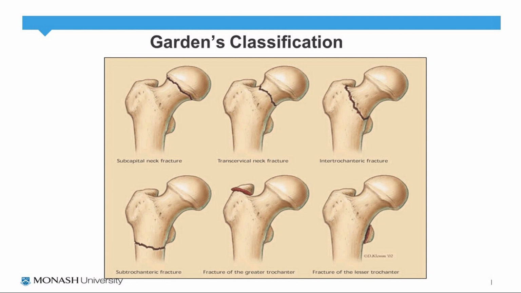Garden's classification can be used for hip fractures, and in the image on the top left we have a subcapital neck fracture and then a transcervical fracture. So these fractures will interfere with the blood supply to the femoral head. And then the intertrochanteric fractures, which is extracapsular, subtrochanteric, and then the trochanters, the greater as well as the lesser trochanters, can also fracture.